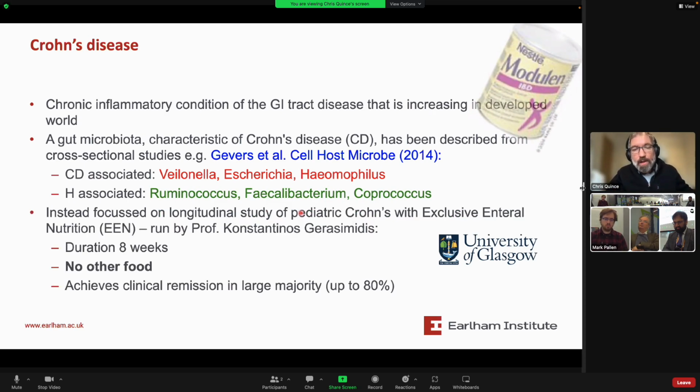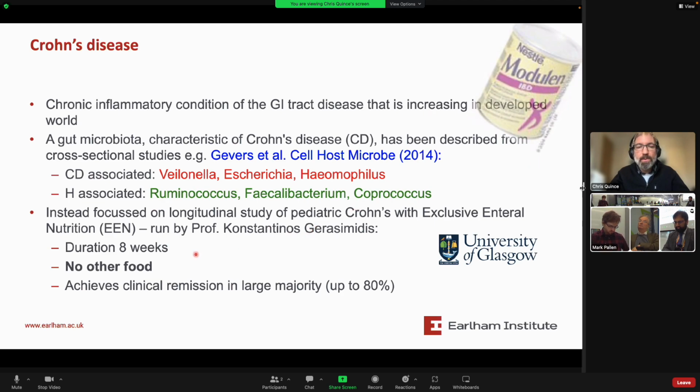So what I've been working on for many years now, in collaboration with Kostas Gerasimidis at the University of Glasgow, is a study of Crohn's where we actually look at people as they get better. There is a dietary treatment for Crohn's. It's something called exclusive enteral nutrition. It's produced by Nestle under the brand name Modulen.